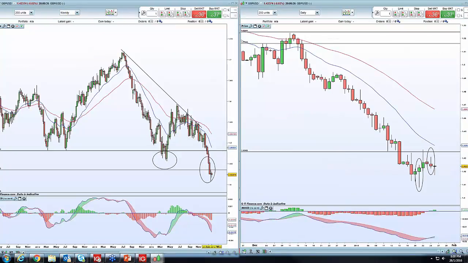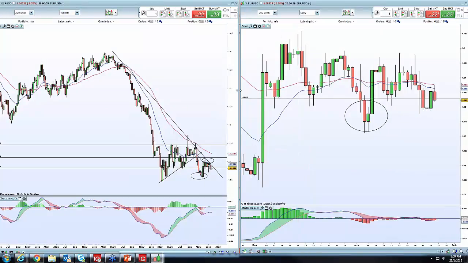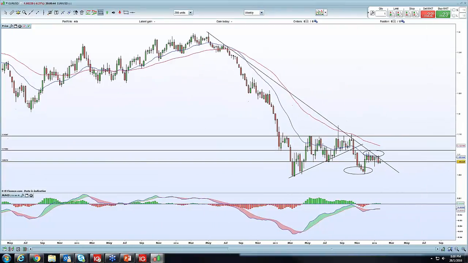Okay, so that's pound dollar for you. Let's go to euro dollar. Okay, euro dollar, patience is the name of the game. I know Draghi came out to reiterate that they're going to do whatever it takes to support the Eurozone. But let's see what happens, okay?